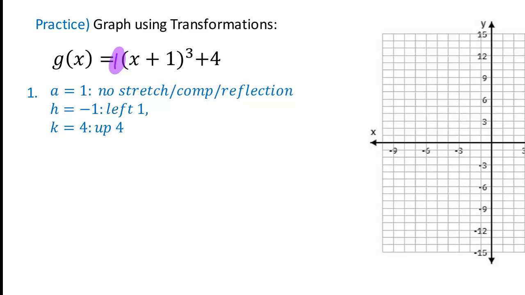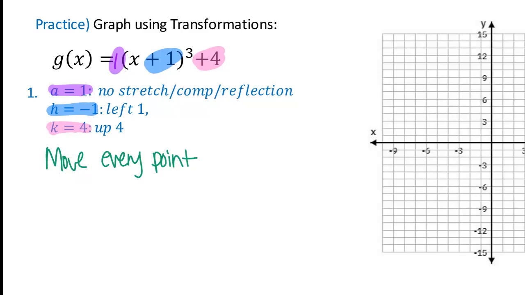Our H value was a negative 1. You got to switch the sign. And then that tells you go to the left because it's negative. And then the K value was at the end, that plus 4. That told us K was 4, so we had to move it up 4. So you guys are going to try this one. You got to move every point left 1 and up 4.